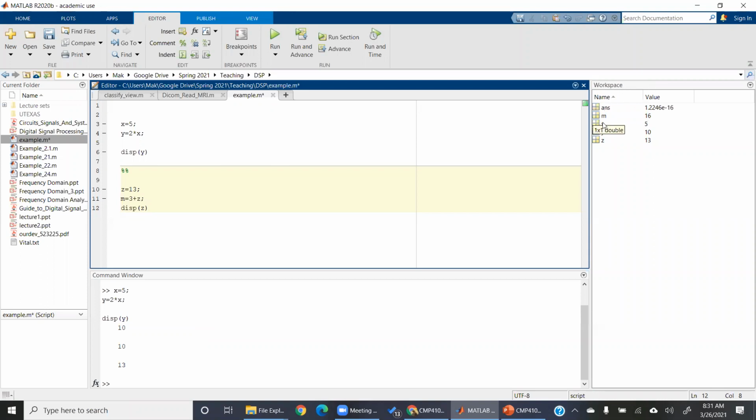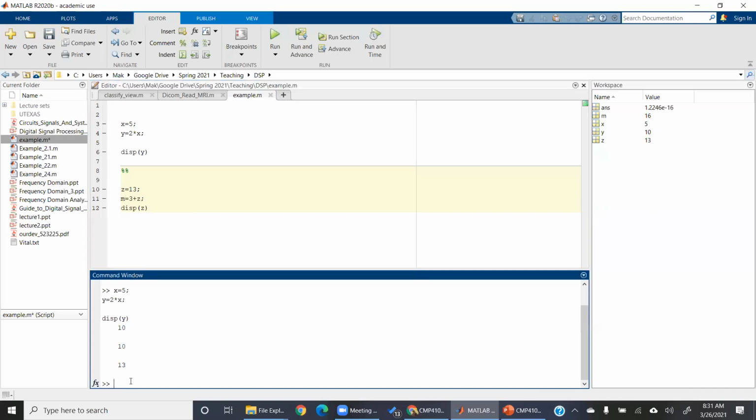All right, so the part of the environment that I've not talked about yet is on your right-hand side. It's called the workspace. And this is where all your variables show up. A useful command is clear. I can clear all. If I clear all, then everything is erased from memory. You see my workspace is blank now.